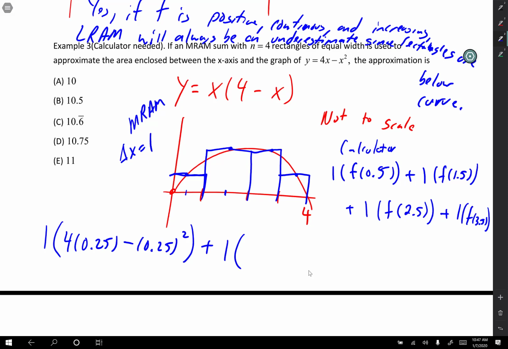Push enter and then open a parenthesis and then put 0.5, close, plus alpha trace y1, open a parenthesis, put 1.5, close, plus, repeat it until you get to 3.5. 1.5, 2.5, close, plus alpha trace 3.5, close, enter. I got 11. I got a perfect 11. Cool or not cool?